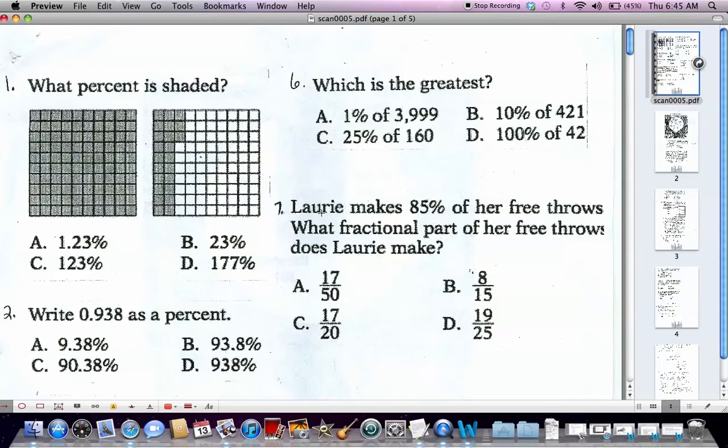Number 7, Laurie makes 85% of her free throws. What fractional part of her free throws does Laurie make? Again, this is "of." 85% of her free throws. What fractional part of her free throws does Laurie make? 85% is always over what? Think about that. Percent is always over what, and then you may have to reduce that in the lowest terms.